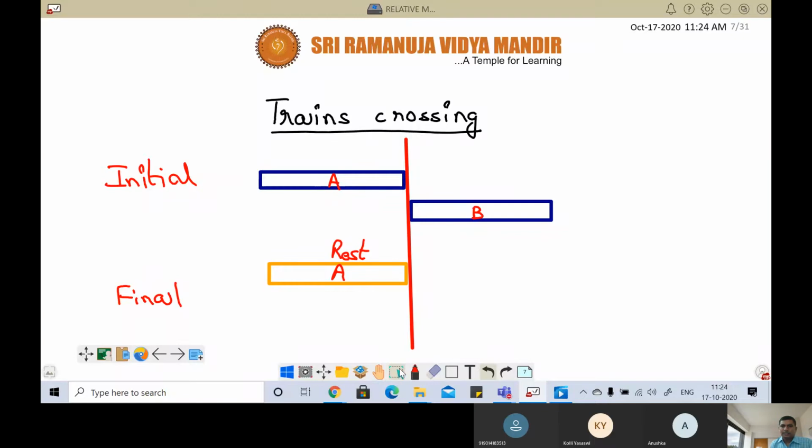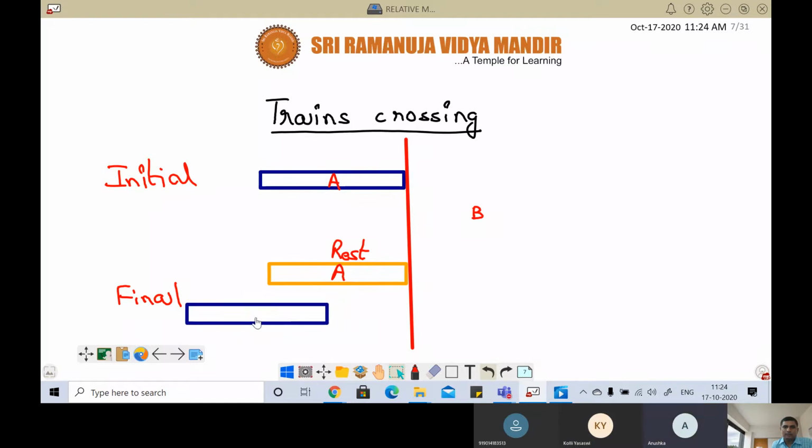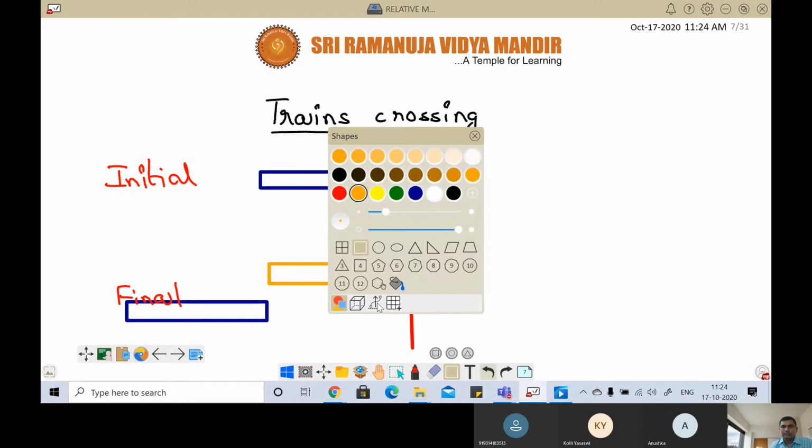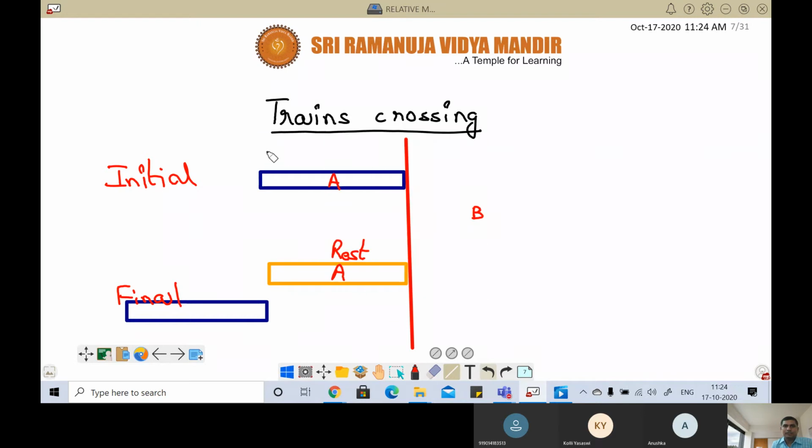When train B comes like this, and reaches here, can we say that it has crossed? No, sir. It has to cross fully. So when you draw this line, then you can say clearly that it has crossed. Understood?